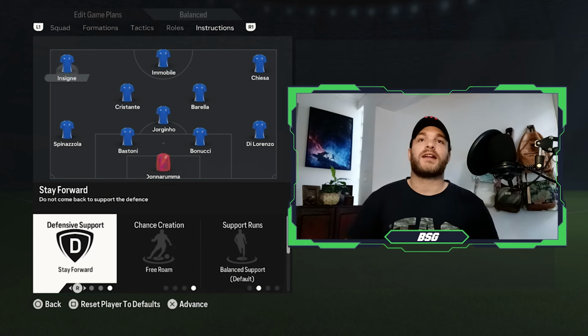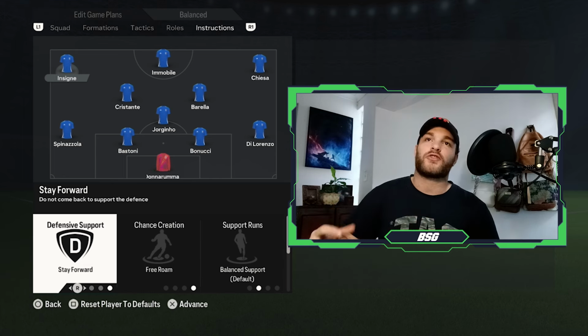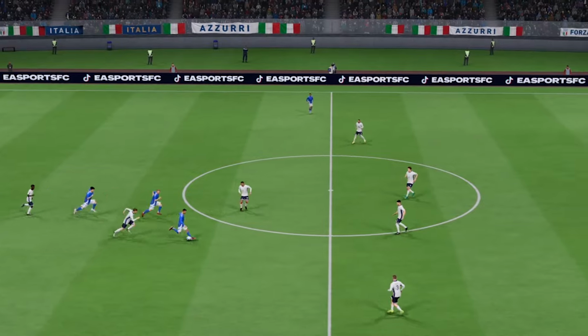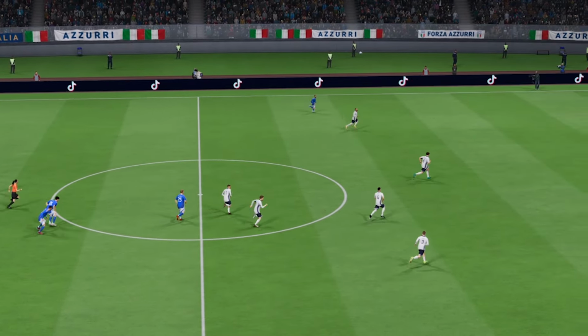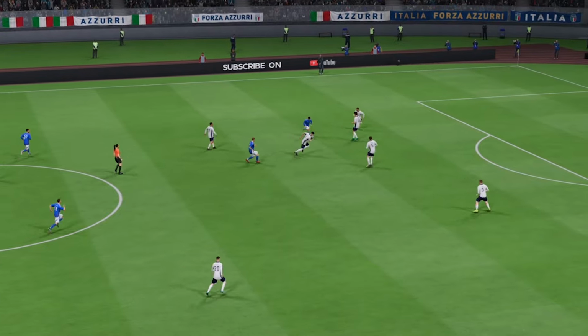Out to the left-hand side is Insigne, who will be set to stay forward, as when you do see this team tuck into its more natural defensive shape and structure, Immobile and Insigne would often stay further forward and be a bit more of a counter-attacking option when you do win the ball back and progress it further forward. So Insigne will be set to stay forward as well as maintain a free-roaming chance creation.